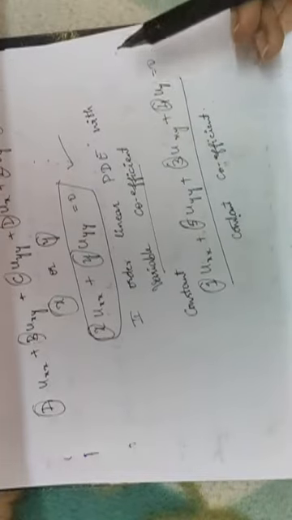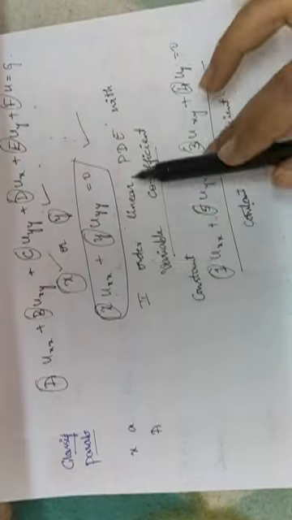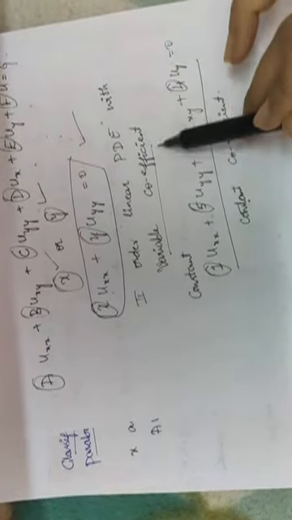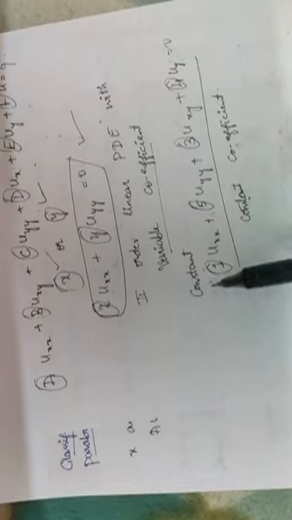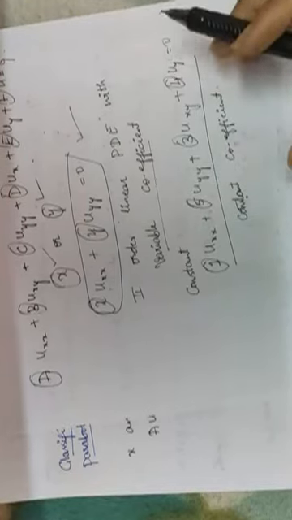right? If any of a, b, c, d, e, f and g are either function of x or y, then that particular partial differential equation is called as second order linear partial differential equation with variable coefficient. Whereas if all the a, b, c, d, e, f and g are constants, then the given equation is called as second order linear partial differential equation with constant coefficient. So this is how we classify second order linear partial differential equation into variable coefficient and constant coefficient.